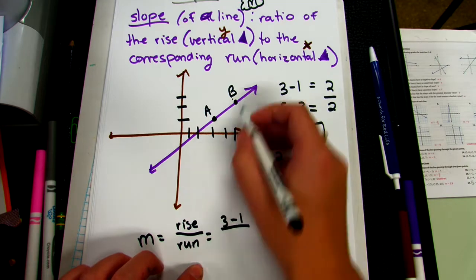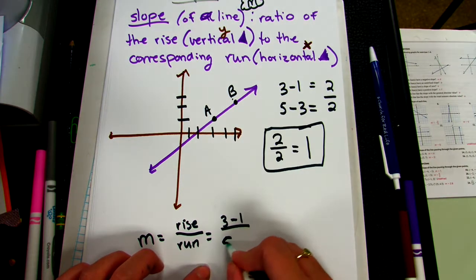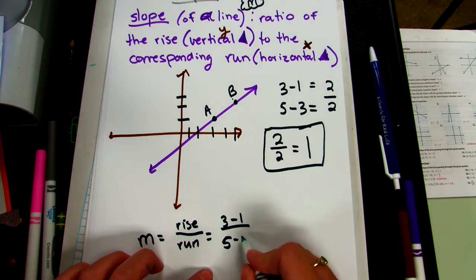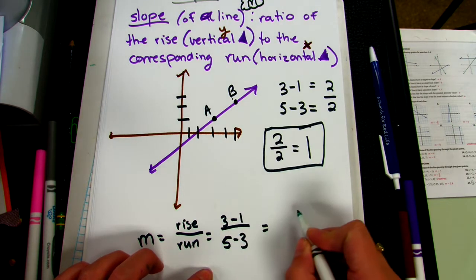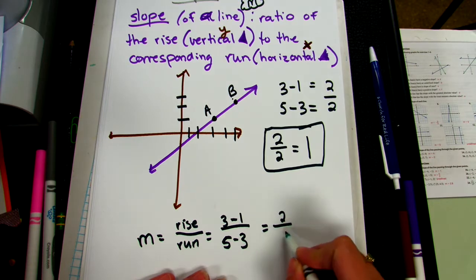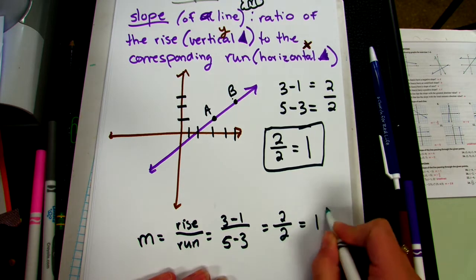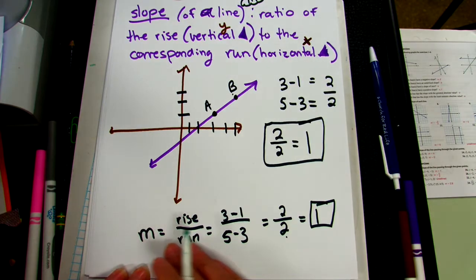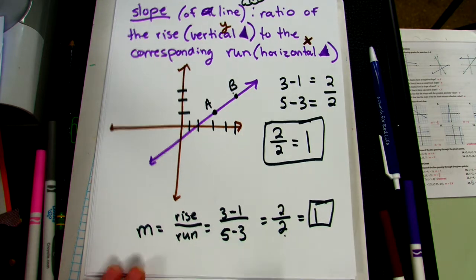Now horizontally, B was at 5 to begin with, and A was at 3. So we want the difference between 5 and 3. 3 minus 1 is 2. 5 minus 3 is 2. So we end up with 1 as our slope. I just did the same problem, and I wrote out all the steps so you can see it clearly.